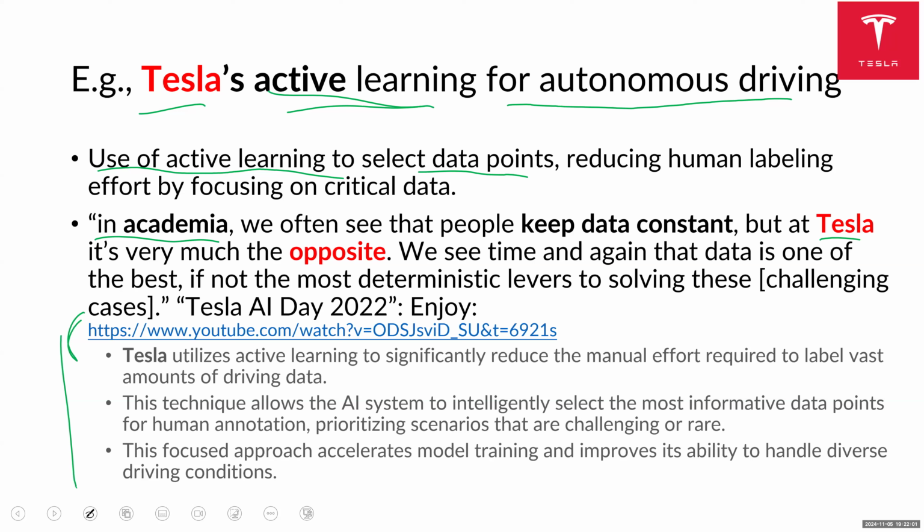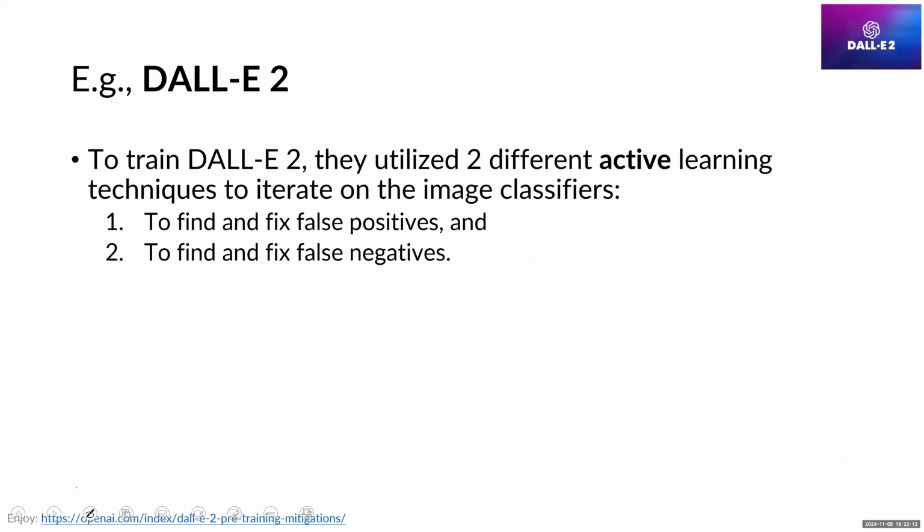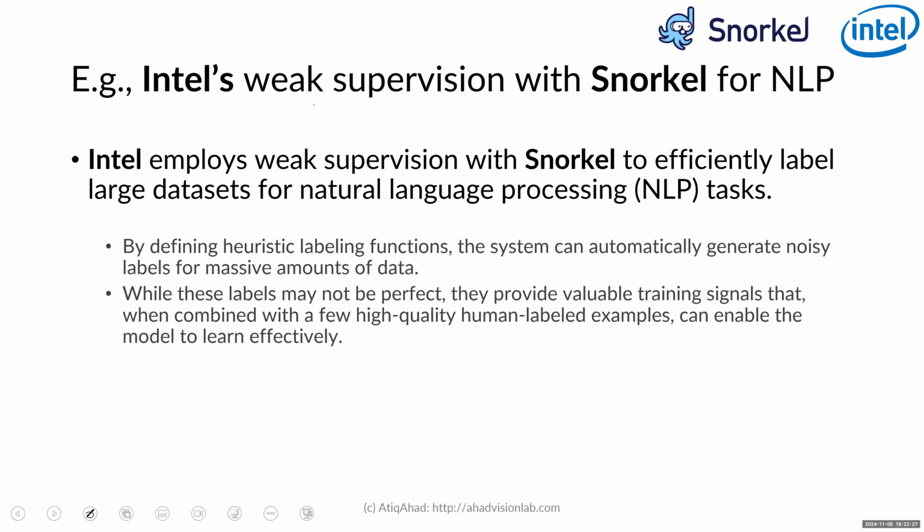So definitely they train the model with some labeled data by human beings, and later on their active learning models are developing more data and self-learning. DALL-E 2 is another example. They utilized two different active learning techniques to iterate on the image classifiers to find and fix false positives and to find and fix false negatives.